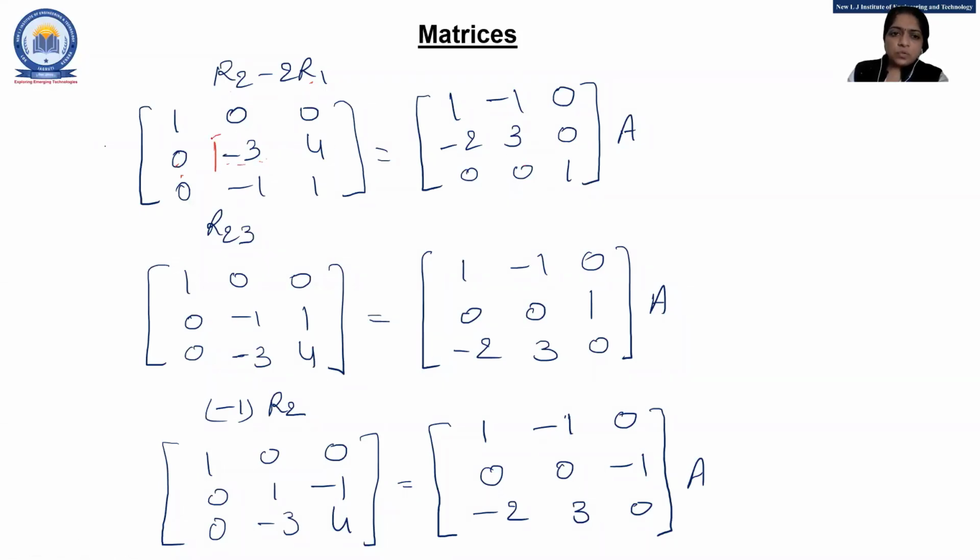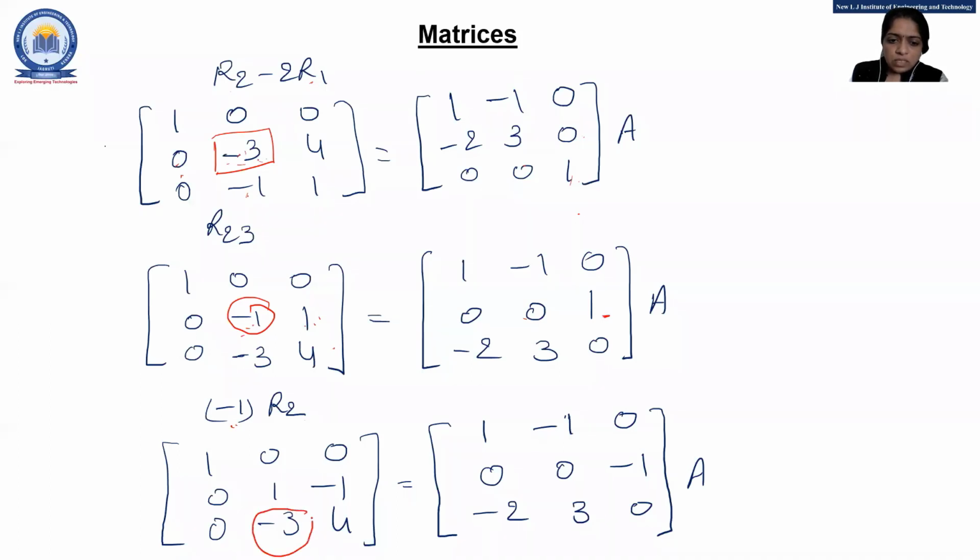Next, I want to convert this minus 3 into 1. So I am interchanging the second row with the third row. Okay, that is minus 1, minus 1 is here, and minus 3, 4. Similarly, interchanging the second row and third row on the right hand side also. As I want to convert minus 1 into 1, I multiply the second row by minus 1. Okay, so this is 1, minus 1, and this one is minus 1, right?